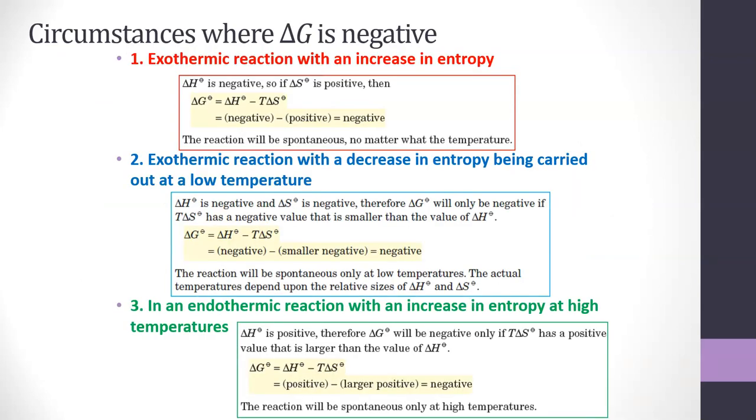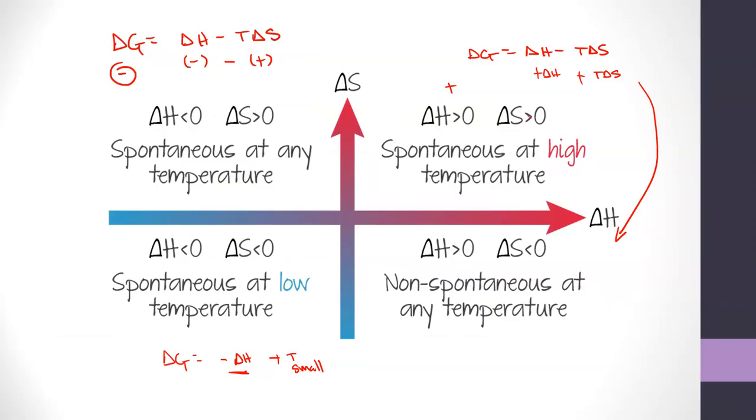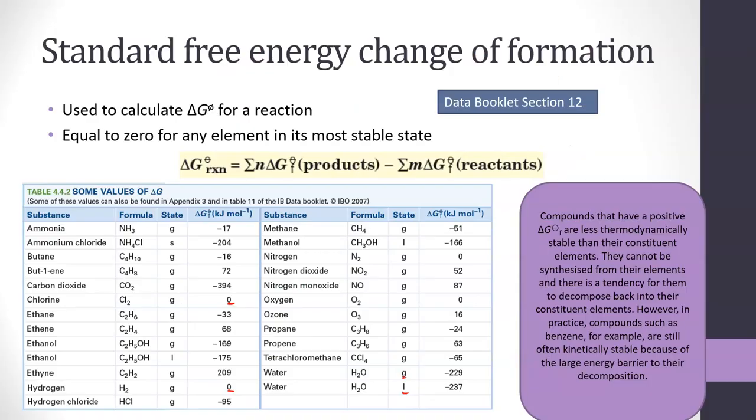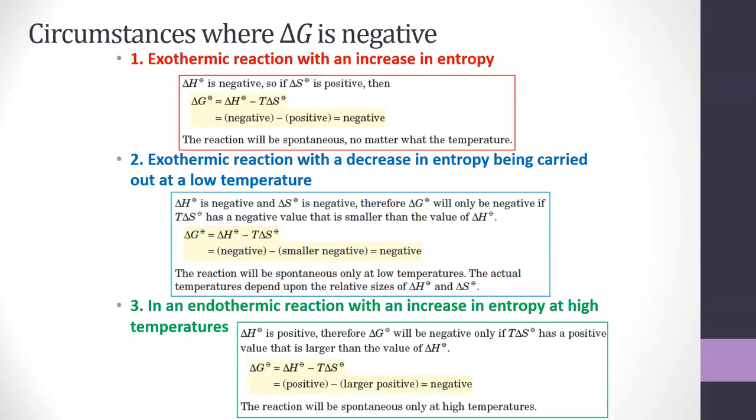Okay, so a couple of examples where delta G will be negative, and this therefore means that the reaction will be spontaneous. If delta H is negative, so is delta S, then this is going to be negative. This is basically a worded way of describing the graphic that we saw back here. This might be good to put in your notes once you have it set in your head as to what it means. So for an exothermic reaction with a decrease in entropy at low temperature, then delta G is going to be negative because you will have negative minus a smaller negative, so it's going to be negative.